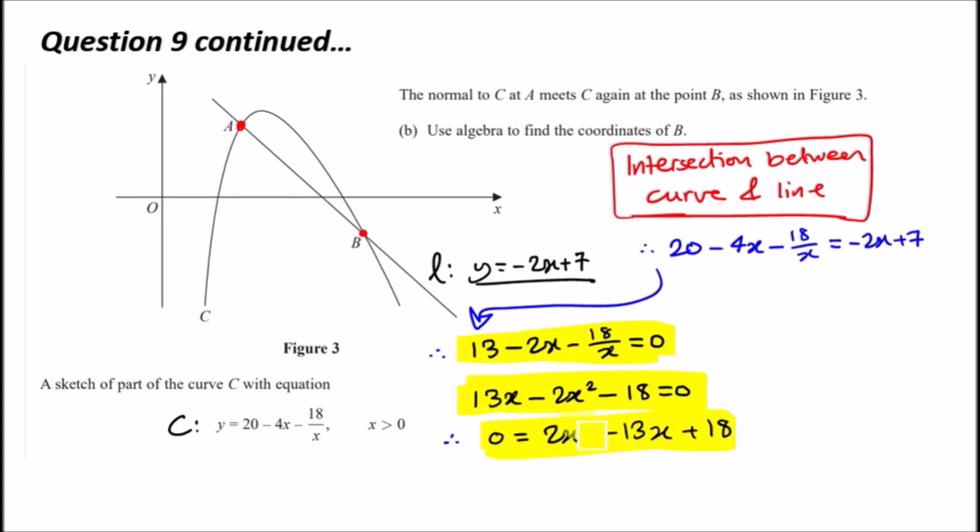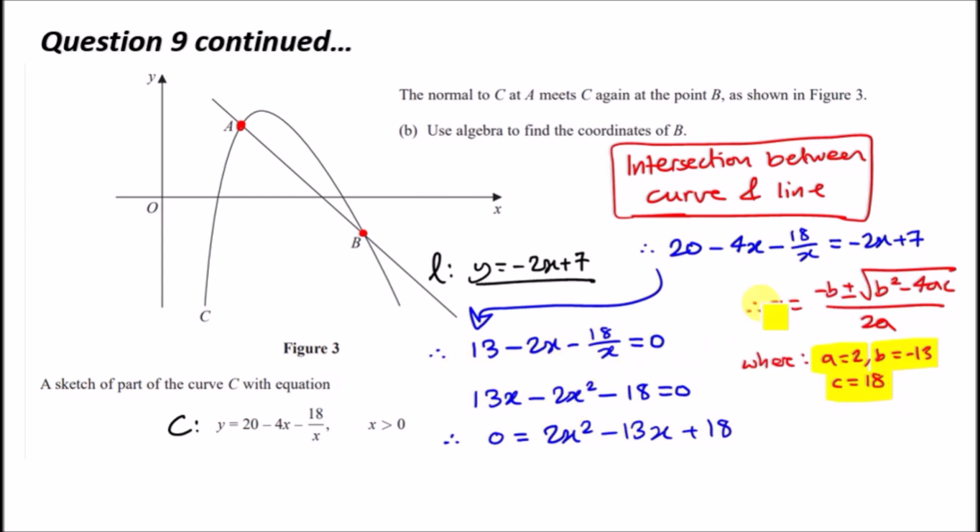Depending on what method you want to use, I use the quadratic formula because it's quick and easy, no risk, and you get to use a calculator. Using the quadratic formula where a is 2, b is minus 13, and c is 18, you should get an x value of 2, which represents the coordinate A, because of course it's intersecting, and another x value of 9 over 2, which must represent B, because 9 over 2 is 4.5, which is of course more to the right.